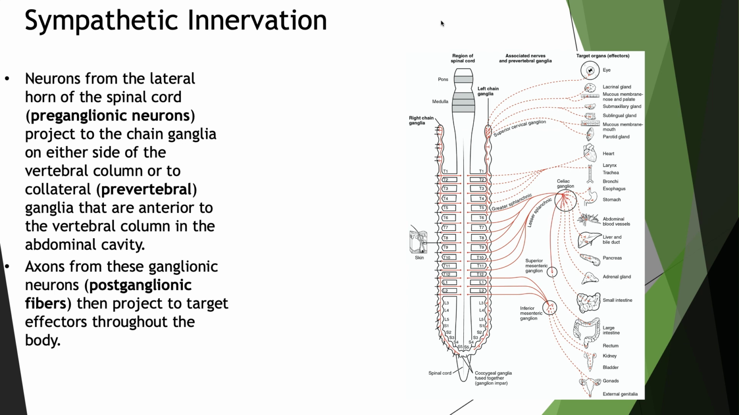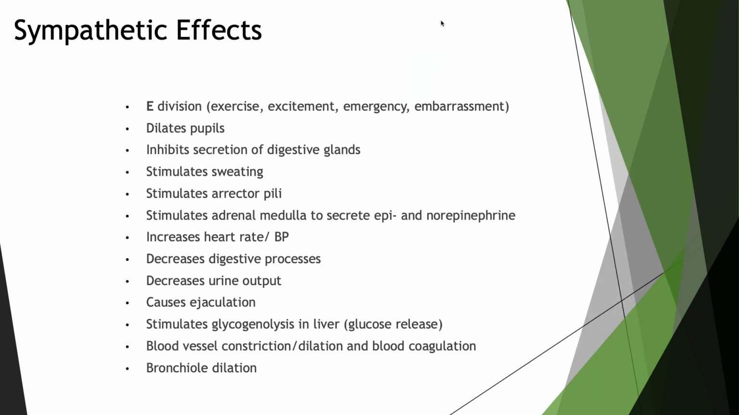So neurons from the lateral horn of the spinal cord project into the chain ganglia on either side of the vertebral column, and are anterior to the vertebral column in the abdominal cavity. And these axons form postganglionic neurons, and then project to the target effectors throughout the body.